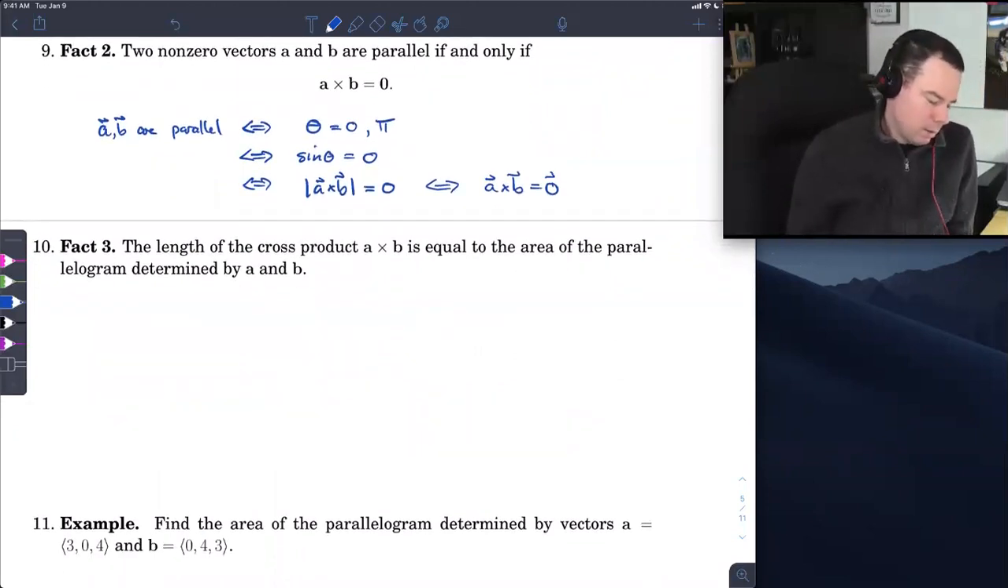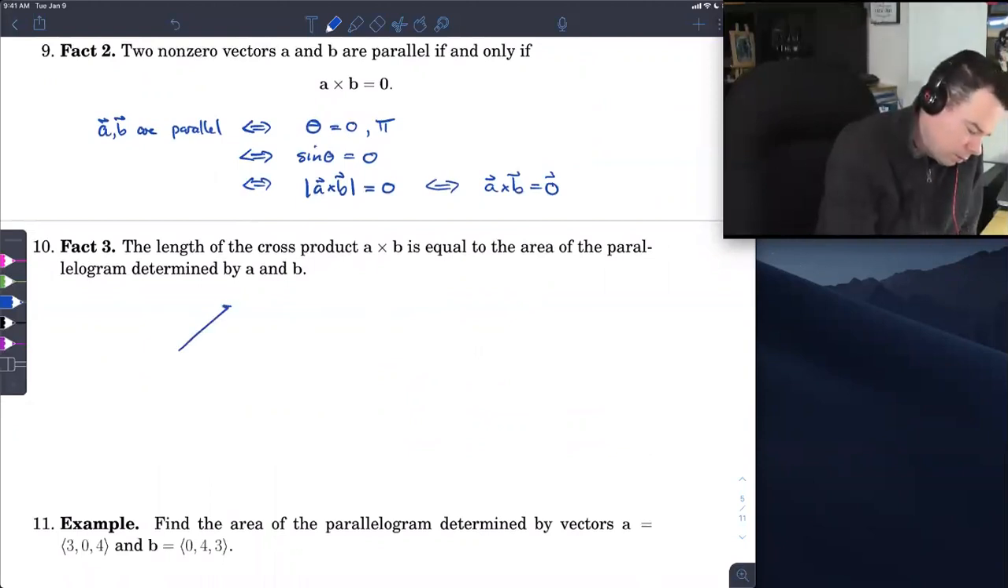The last thing we have for facts is that the length of the cross product is equal to the area of the parallelogram. And that we already saw. I mean, we already know this result now just because we already stated that if this is A and this is B and this is the angle, then this height here would be the magnitude of A times the sine of the angle between them.